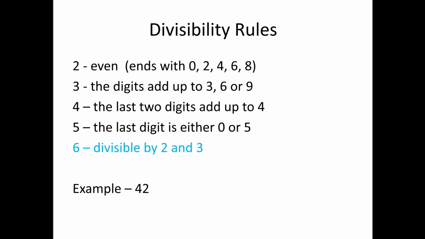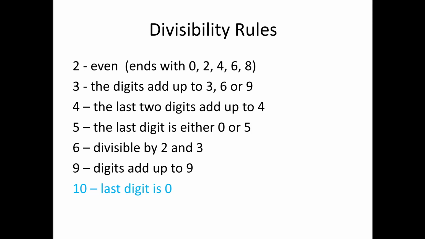6 is divisible by both 2 and 3, so we can look at the divisibility rules for that. 42 is even, ends in a 2, so it is divisible by 2. I can add up the digits, 4 plus 2 equals 6, so therefore it must be divisible by 3. We don't actually have to do that to work out whether it's divisible by 6, because we've already done 2 and 3 in our process of working out factors. I've got a factor of 2, a factor of 3, therefore 6 must also be a factor. 9: the digits add up to 9. And 10: the last digit is a 0.